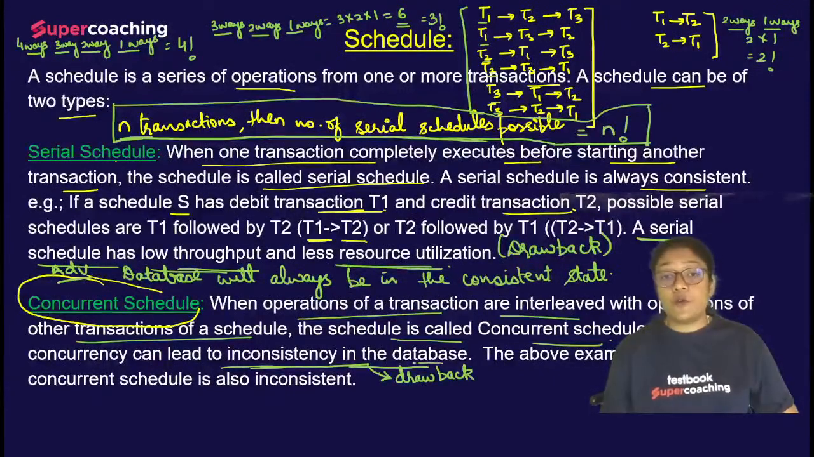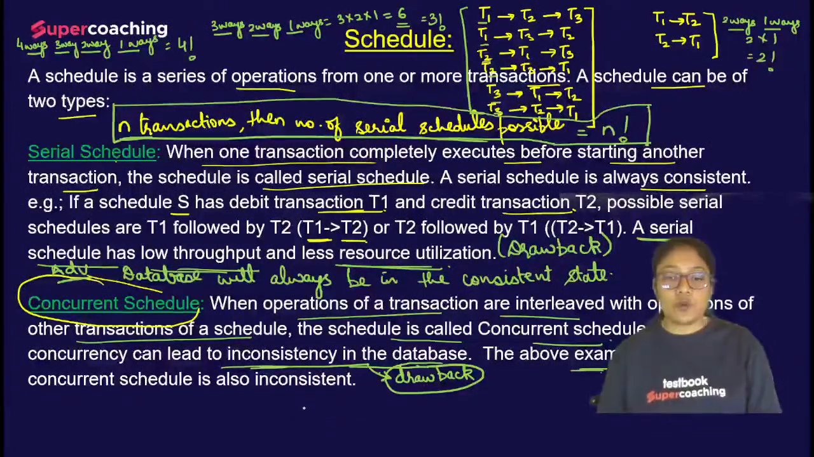But if you take proper care, if we are going for the proper serializability concept, then concurrent schedules also give you the correct result. So in the above example, the concurrent schedule is inconsistent. That is the example we took on the previous slide. I don't have sufficient space on the slide, so I'm not writing the same example again. You can refer to that.